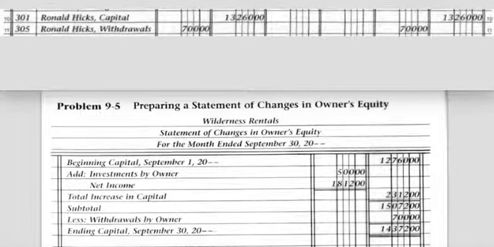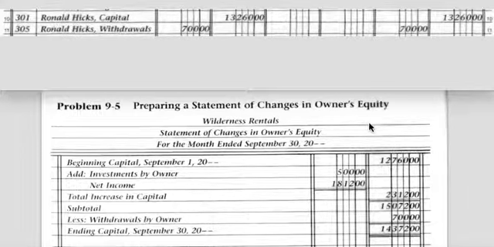For problem 9.5, we need to prepare a statement of changes in owner's equity. Basically what this financial report shows are the changes to the capital, the owner's capital. To complete it, we need to look at the Ronald Hicks capital and Ronald Hicks withdrawal accounts listed in our worksheet. So we'll need these two accounts to complete the statement of changes in owner's equity.